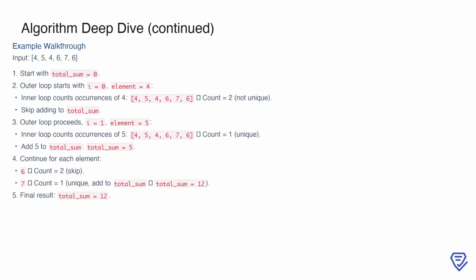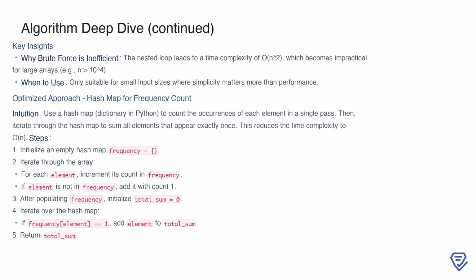At the end of the process, the result is 12, which represents the sum of all unique elements in the array. The brute force approach, while simple, is inefficient due to its O(n squared) time complexity. This makes it unsuitable for large input sizes, such as arrays with tens of thousands of elements. However, it can still be useful for small inputs where clarity and simplicity are more important than performance.